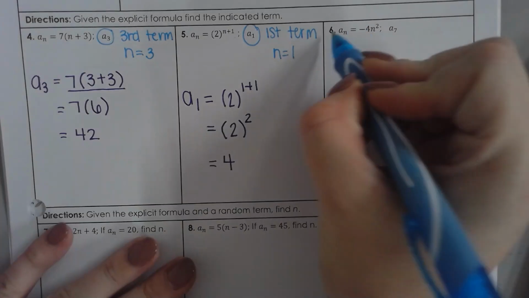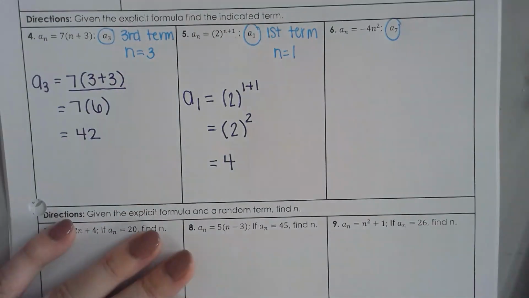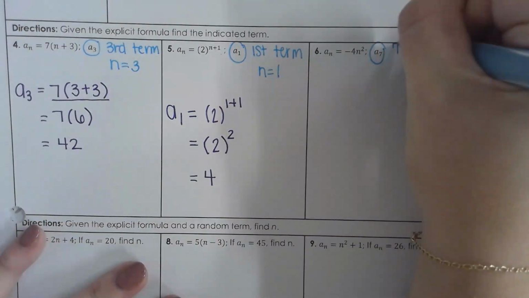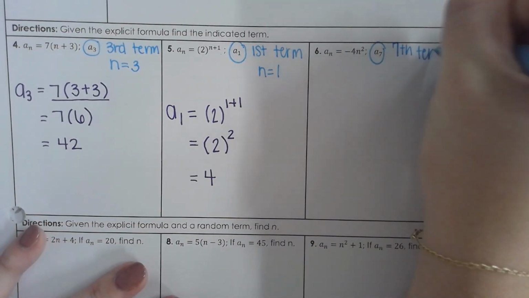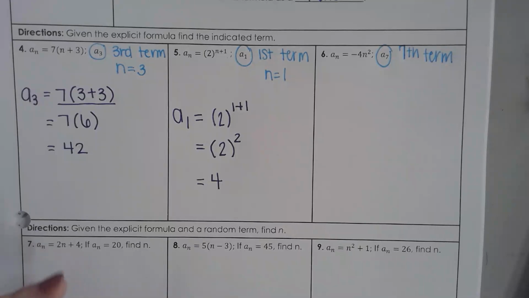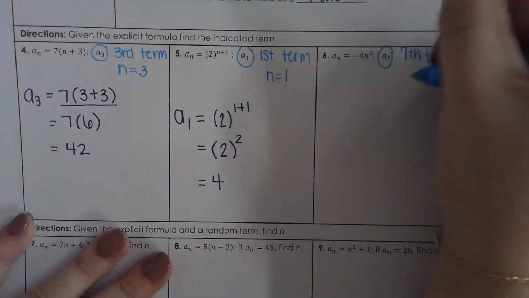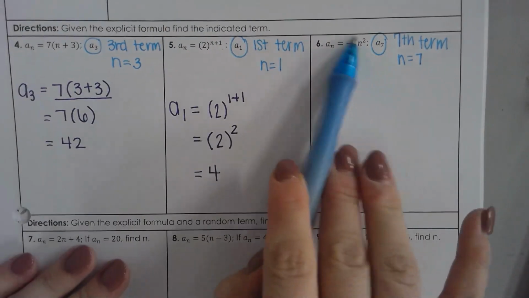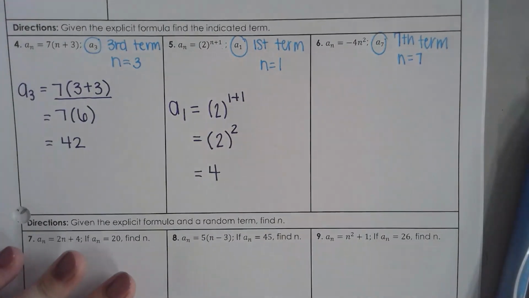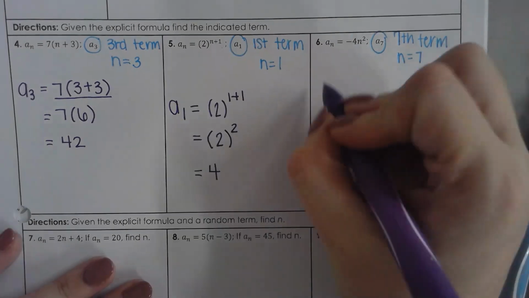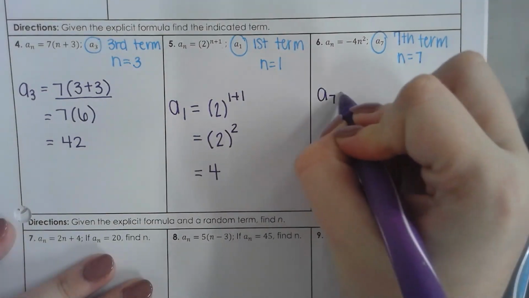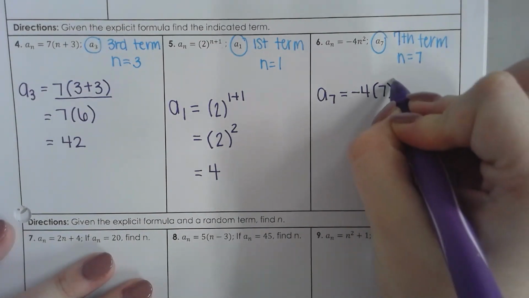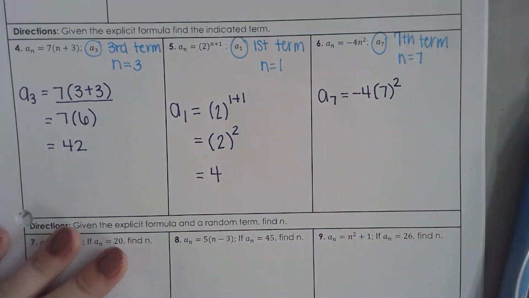Here's my formula. We're asked to find A7. That's the 7th term, which means my n is 7. So I'm going to rewrite this, but put a 7 for n. So A7 is negative 4, and then 7 squared.